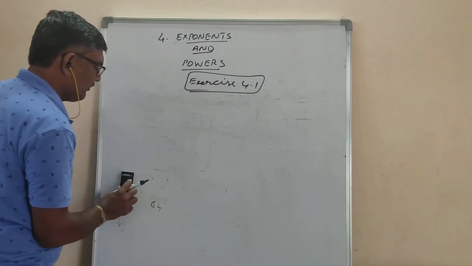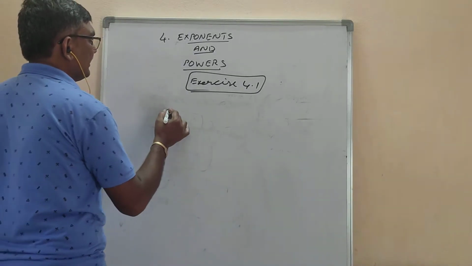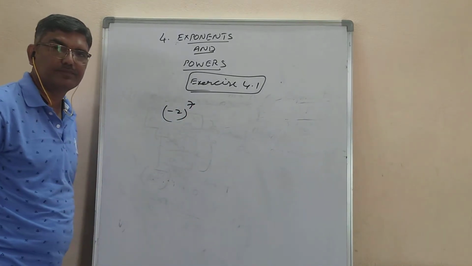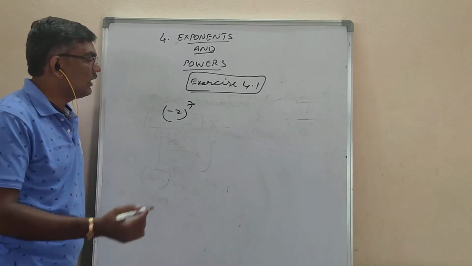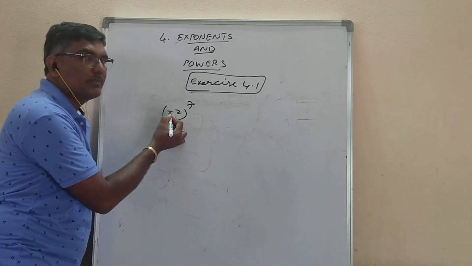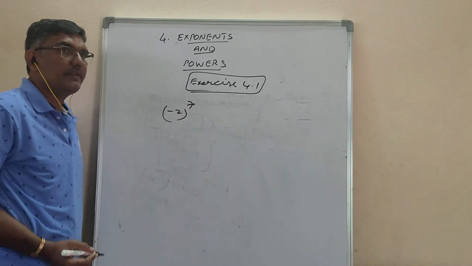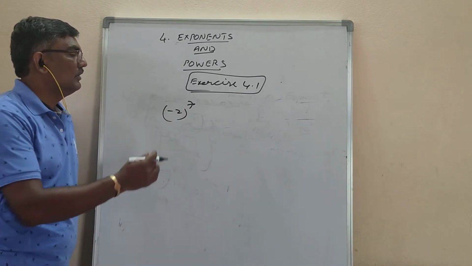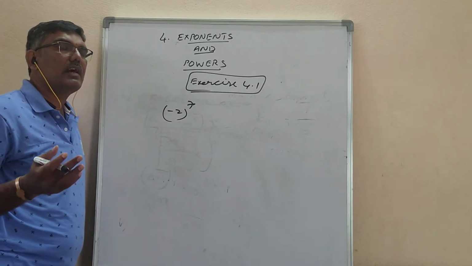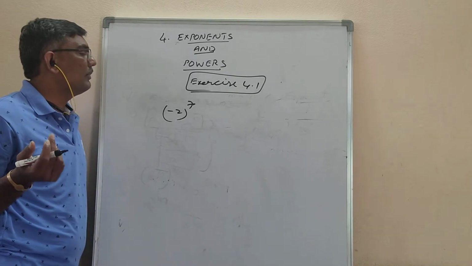What is the next problem? See here. That is minus 2 whole to the power of 7. So we have one rule. The rule is, in the base you have a negative symbol, and the exponent is even or odd. You have to identify even or odd. So the exponent or power here is 7. 7 can't be divided by 2. So 7 is an odd number.